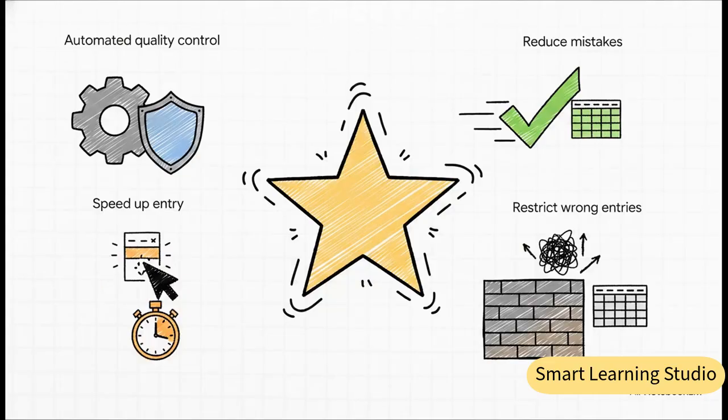By setting this up, you're essentially building an automated quality control machine. You'll instantly reduce mistakes, you can speed up entry with drop-down lists, and you proactively restrict wrong entries before they even happen. The ultimate result, you massively improve your overall data quality and, honestly, save yourself hours of cleanup time on Friday afternoons because your work is protected right from the start.